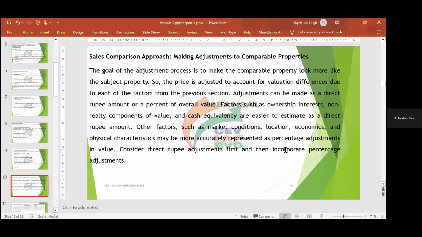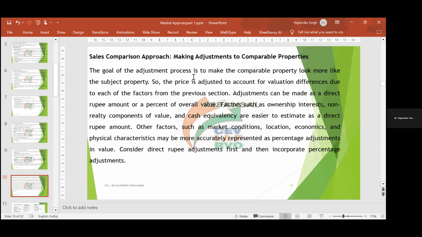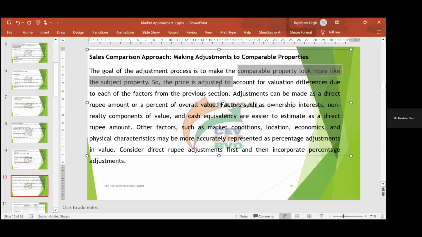Then there are different methods. First method is sales comparison approach. So basically this method is making adjustments to comparable properties. The goal of the adjustment process is to make the comparable property look more like the subject property. This is our aim, to make the comparables look like our property. How this will be done, we will be doing shortly.